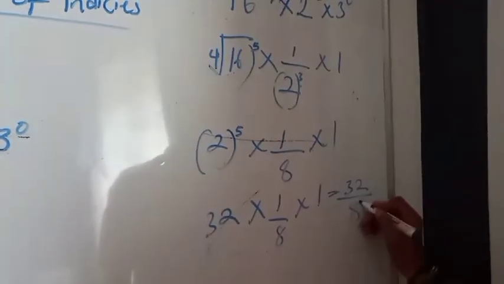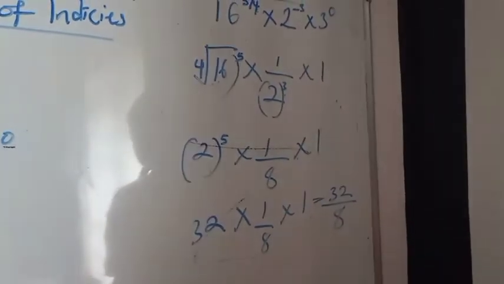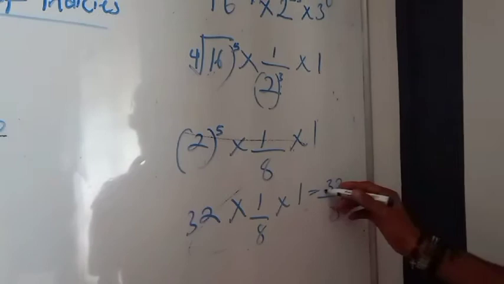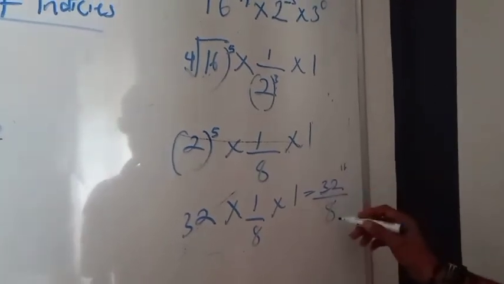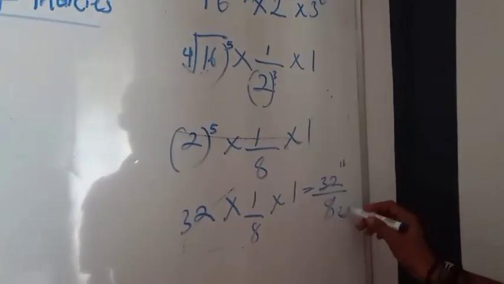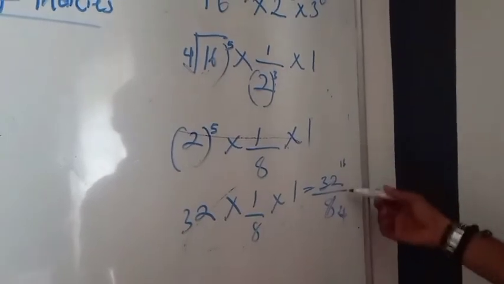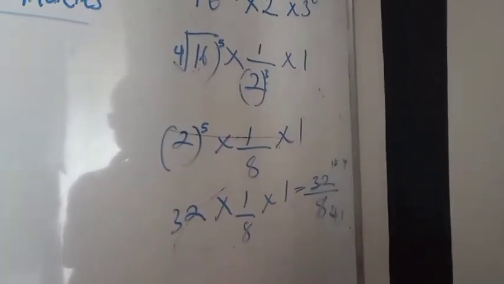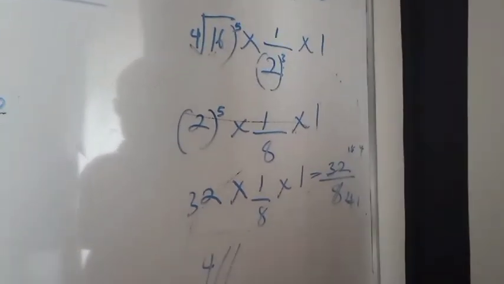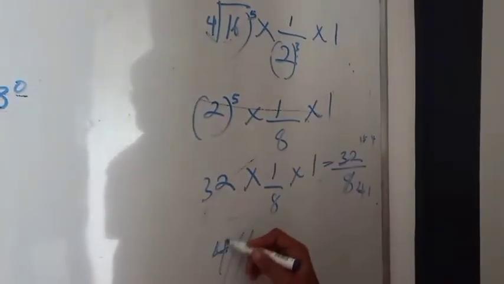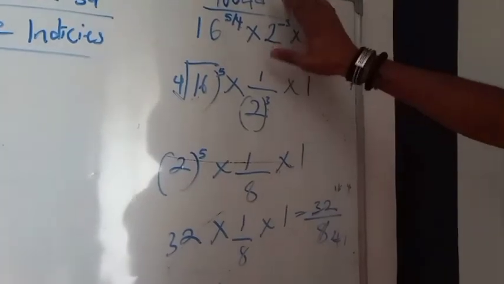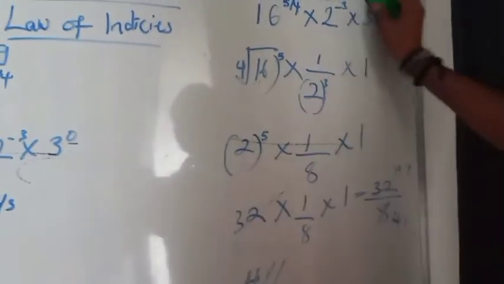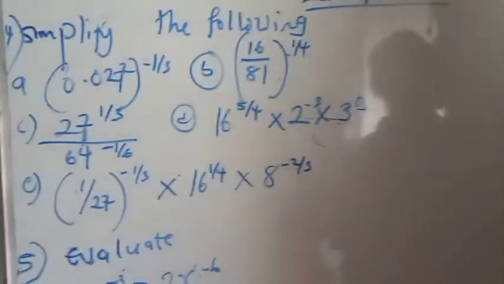So 32 times 1 times 1 is 32 over 8. What can divide 32? 2 can divide 32, 16 times. What can divide 8? 2 can divide 8, 4 times. What can divide again? 4 can divide itself, 1. 4 times 16 is 32 and 4 times 2 is 8. So 32 over 8 is 4. So 4 is my final answer. This is number 4d and not 1d. Now let's go to number 4e.